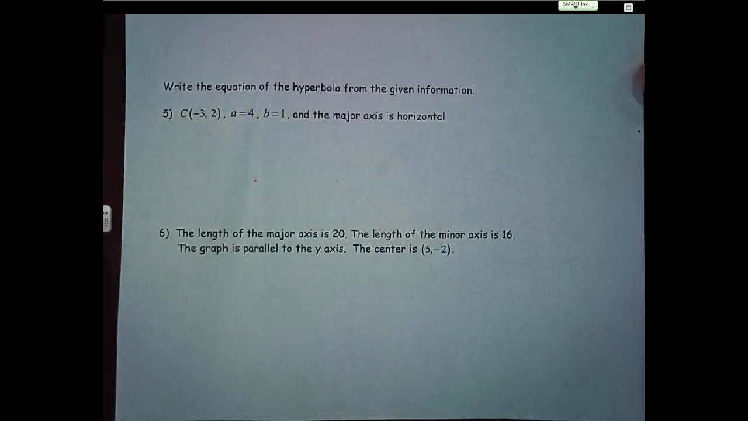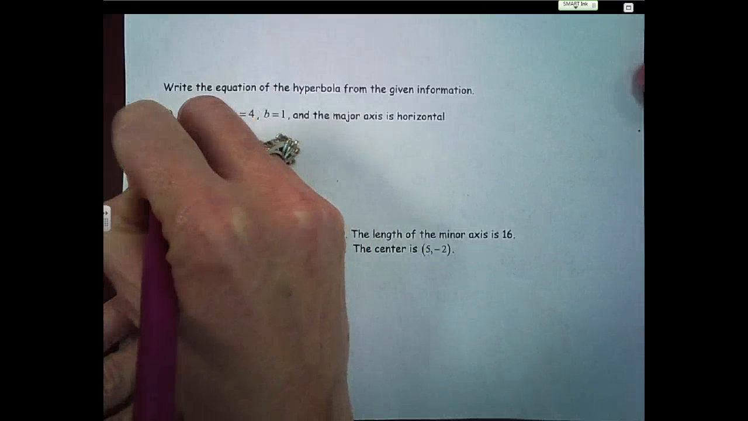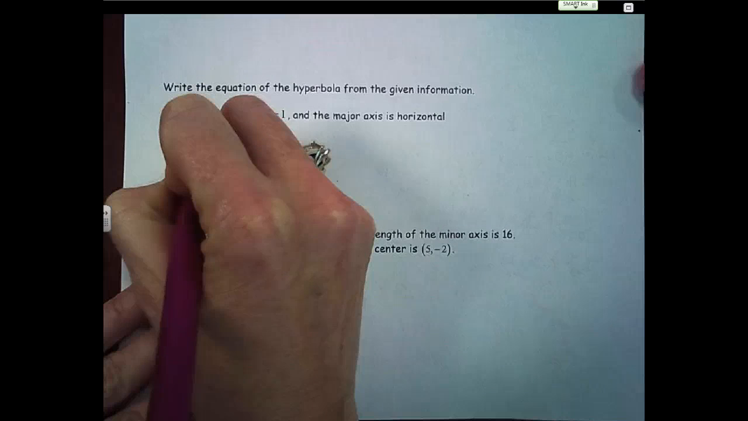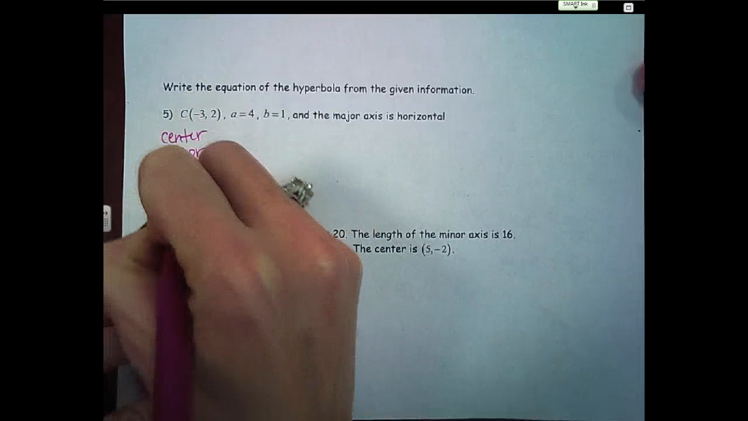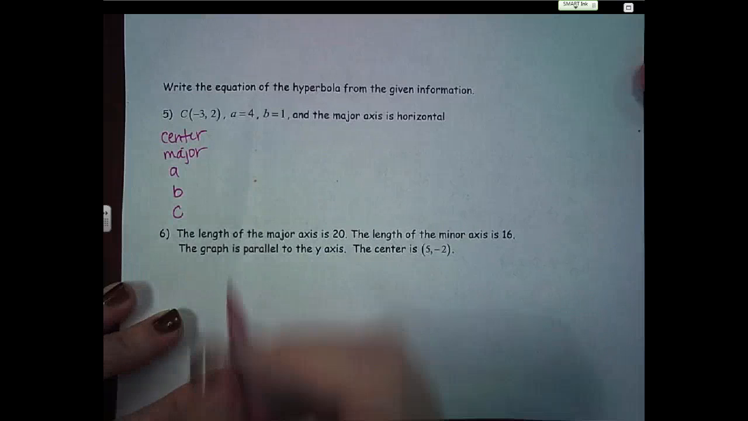Right, so guys, anytime I ask you to create an equation out of something given, where I just give you pieces and parts, I think it's easiest to make your list. You want the center, you want to know which axis is major, you need A, B, and sometimes you need C. It just depends on what information they give us.